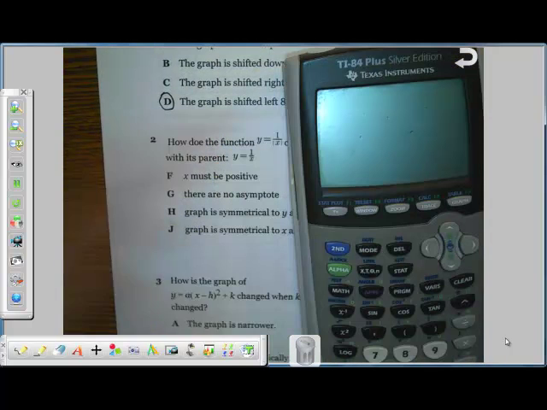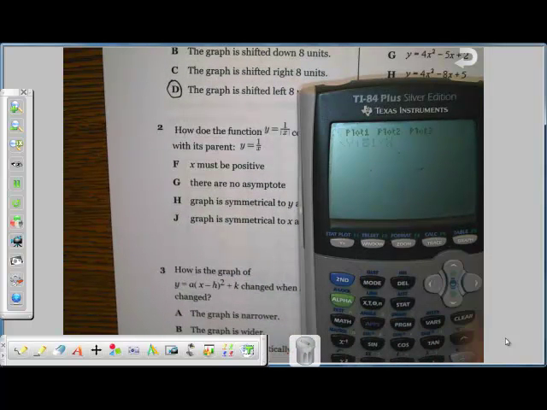I'm going to pull the plug on this because we don't need to have that cable coming off the top. Okay. So once again, we're going to turn our calculator on. We're going to take a look and see what that looks like.